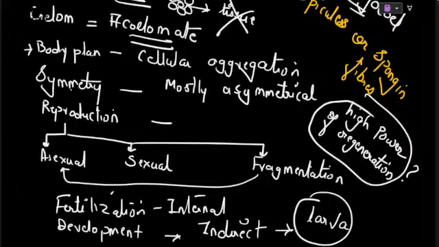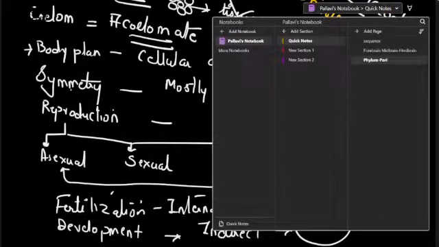Clear? Give examples of Porifera. Freshwater sponge, Spongilla. Next example, Scypha, which is also known as Sycon. Third one, Euspongia. Done. Next phylum.